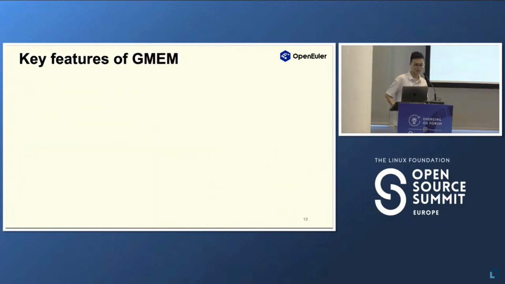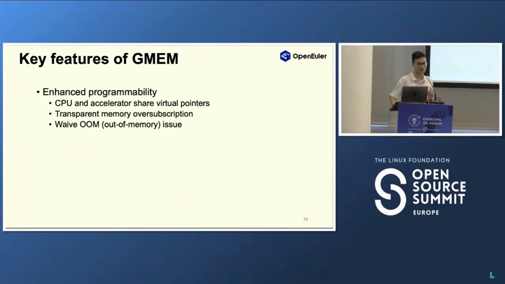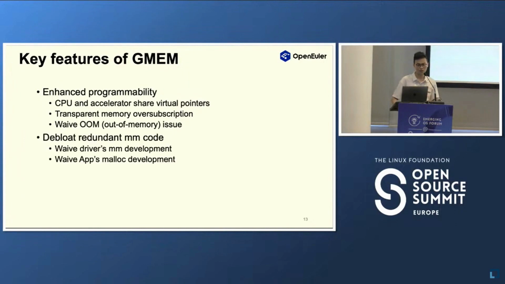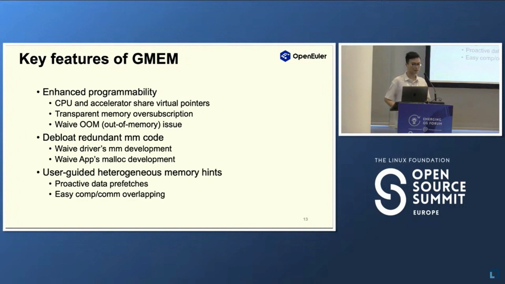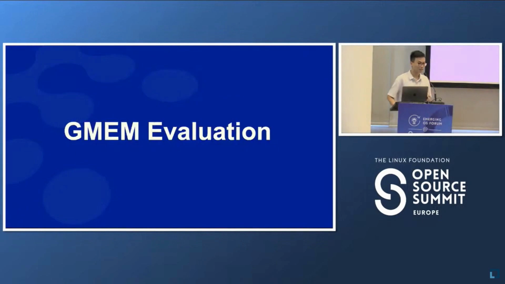Okay, so here are the key features of GMEM. The first key feature is enhanced programmability, where we share the CPU and accelerator pointers, and we allow transparent memory oversubscription and waive the OOM issue. The second feature is debloating the redundant memory management code. This not only includes the user-level malloc development, but also the driver level. And ultimately, we provide some user-guided heterogeneous memory hints. So we not only have this design and implementation, but today I'm also going to give you some preliminary evaluation results.